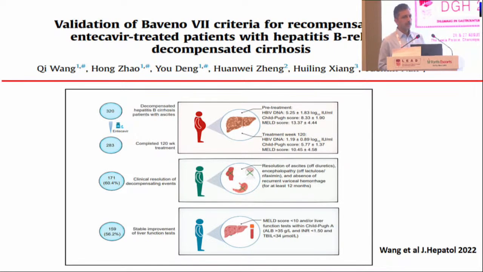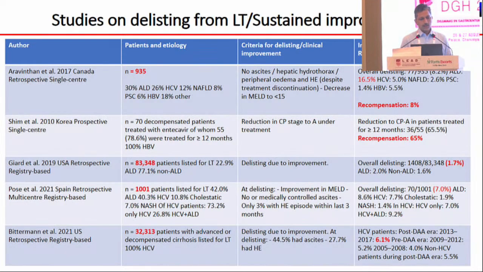So these are the various studies which have used many criteria for delisting or for compensation. We do not have an exact idea what percentage of patients, if you treat them, can be converted back to the normal stage, in the sense that they can be delisted from the liver transplant. These are the various studies. I have just put them in a table form.